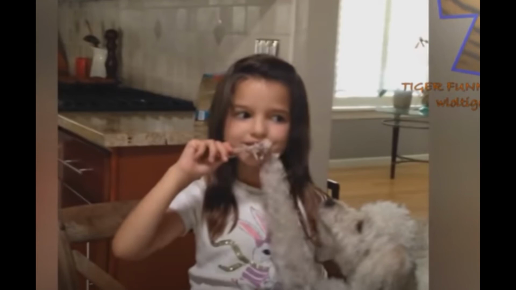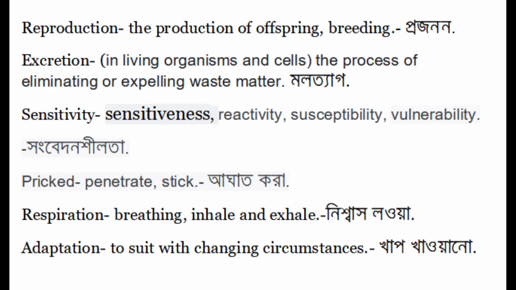Number 3. Reproduction. Every living organism can produce its own kind. Reproduction means the production of offspring, breeding. Animals have babies. Plants have saplings. Can a non-living thing do that?